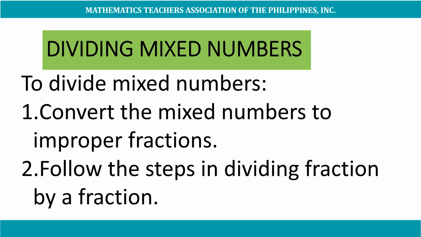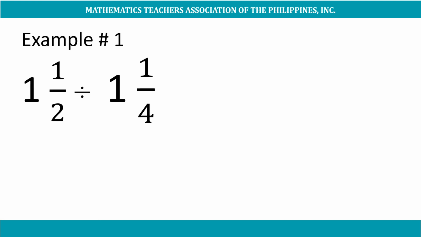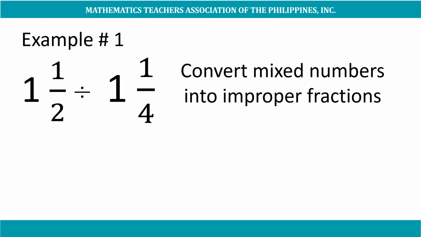Now let us have dividing mixed numbers. To divide mixed numbers, first, convert the mixed numbers to improper fractions. Then, follow the steps in dividing a fraction by a fraction. Let us have an example. 1 and 1/2 divided by 1 and 1/4. First, convert mixed numbers into improper fractions. 1 and 1/2 will become 3 over 2 and 1 and 1/4 will become 5 over 4.